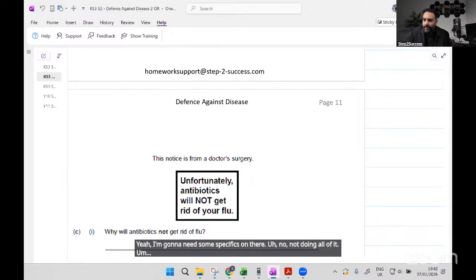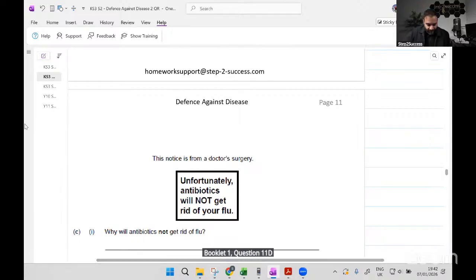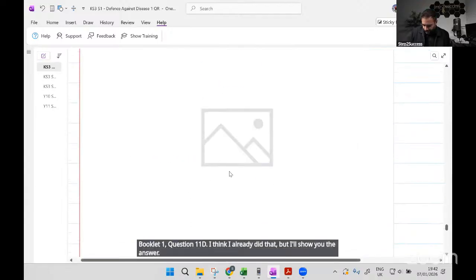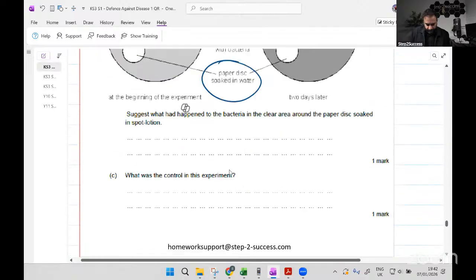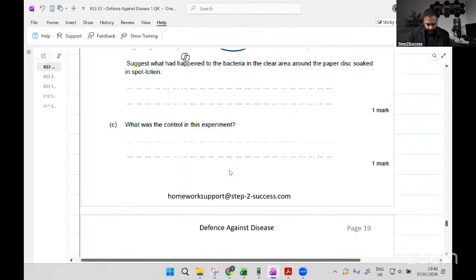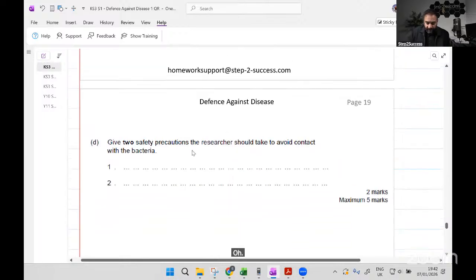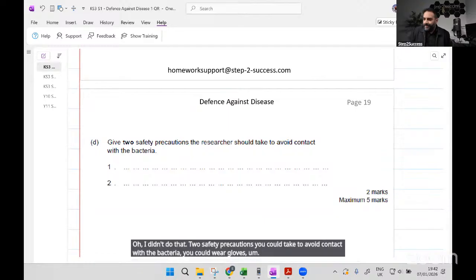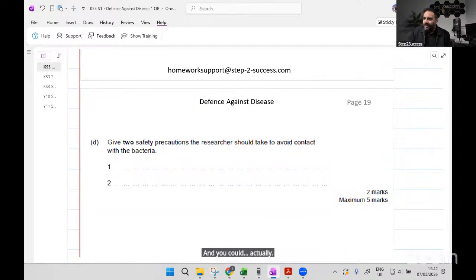Booklet 1, question 11D. I think I already did that, but I'll show you the answer. Oh, I didn't do that. Two safety precautions you could take to avoid contact with the bacteria. You could wear gloves, or you could use tweezers as well when you're handling things. You can wear a mask, that sort of stuff.